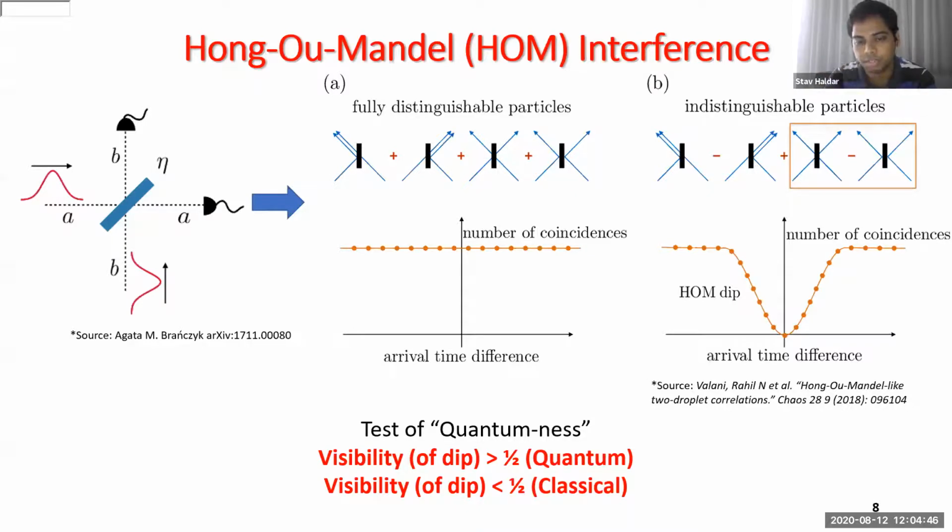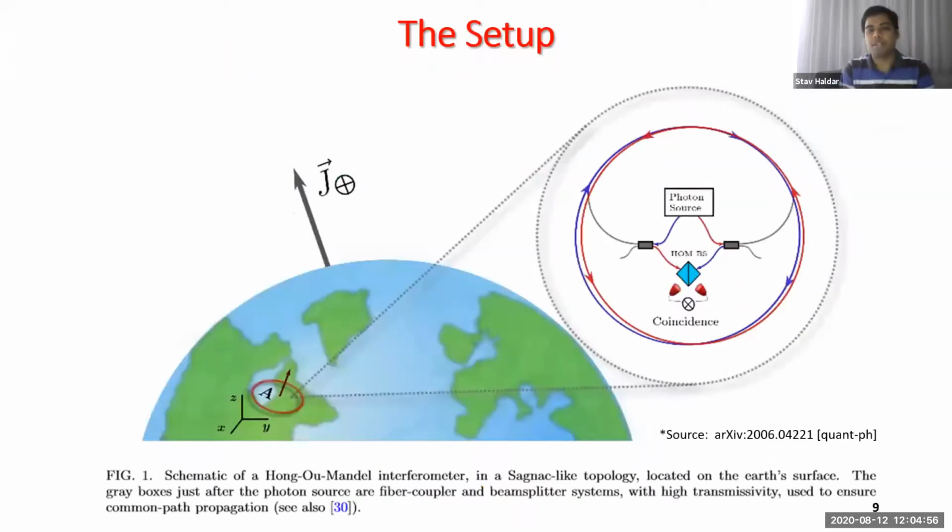So which one is sufficient? If you have the visibility of this dip greater than half, then you must have a quantum description for the fields. So now let me just quickly move on to the actual setup that we try to measure these effects for, to find out what these effects are.